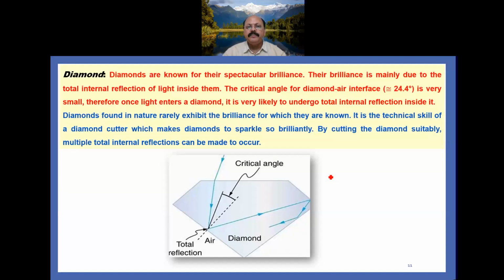As you see in the diagram, the ray of light which enters the diamond and makes an angle of incidence greater than the critical angle for the diamond air interface media, means the angle of incidence should be greater than 24.4 degree, then multiple reflections take place and the brilliance takes place in the diamond, due to the total internal reflection of light. So this is about the applications of total internal reflection.